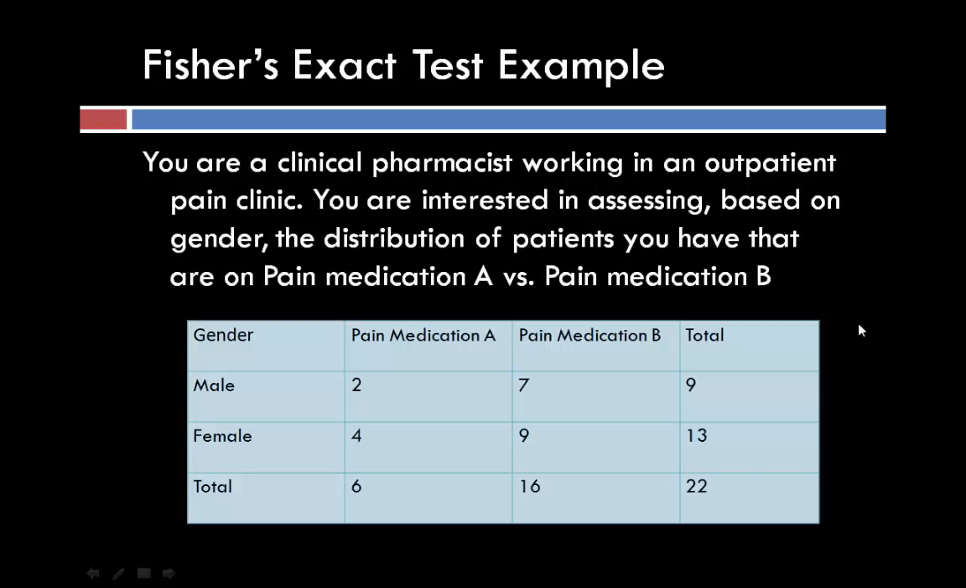So again, you are a clinical pharmacist working in an outpatient pain clinic, and you're interested in assessing, based on gender, the distribution of patients you have that are on pain medication A versus pain medication B. So again, we have our two rows here, one for male, one for female, and we're looking at associations between specific pain medication use and gender assignment here. So we have pain medication A in the first column and pain medication B in the second column.